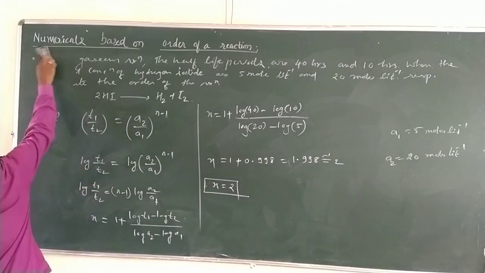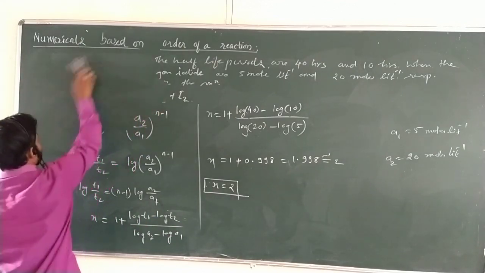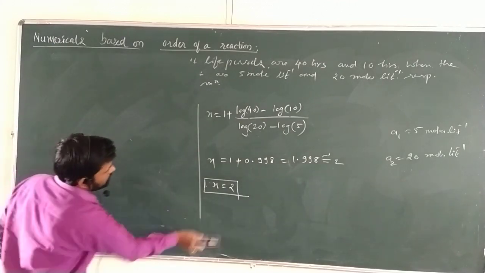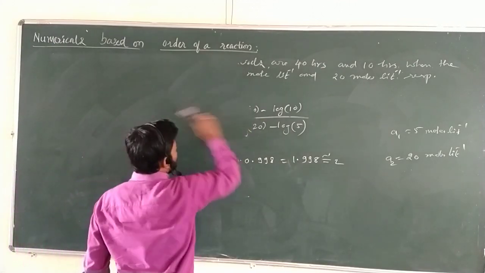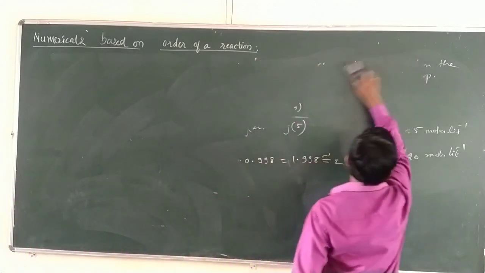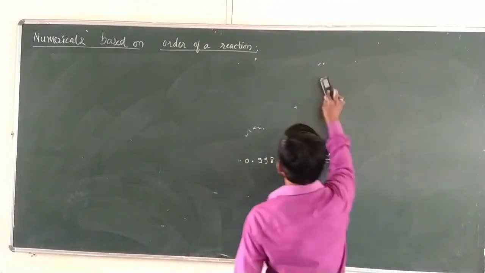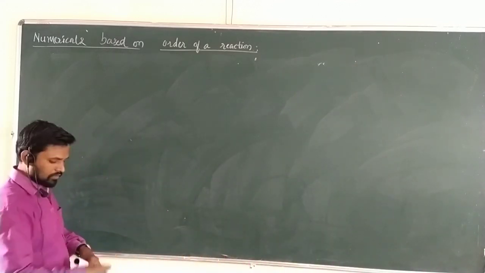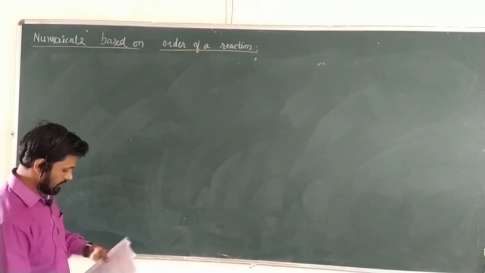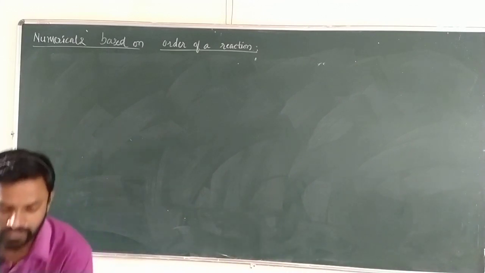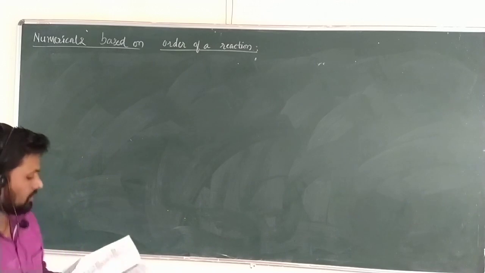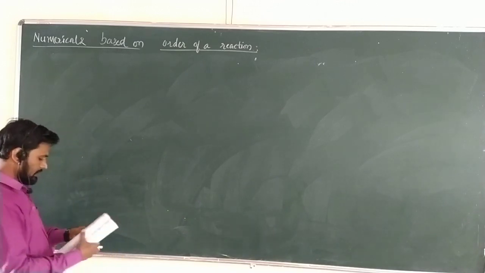A very simple problem. All these problems which I am taking are based on the half-life periods as well as order of reaction. How can we find the order of reaction? By using two different half-life periods and two different initial concentrations. Okay. Let us see one more problem here. Very simple problem. There is data given.